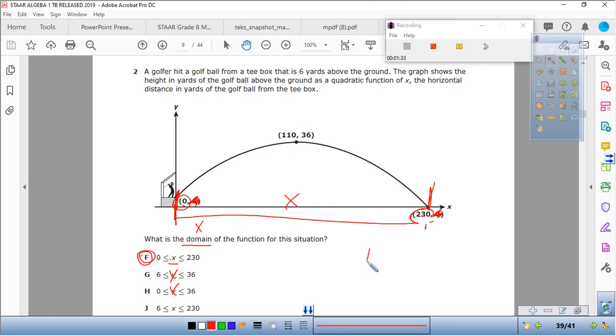Just FYI, your range is your y's. Your range would be going up and down. It'd be from where? 6 to 36. This is your range. Cool. But that's not this question here. Next one.